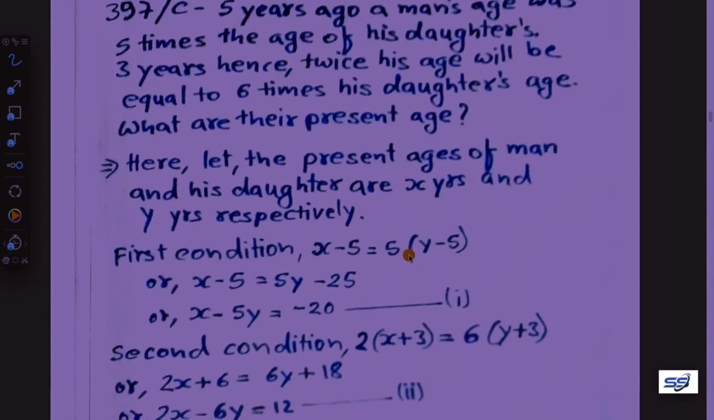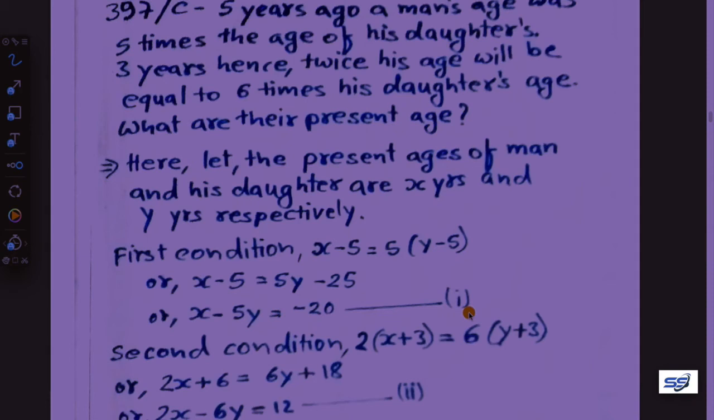Now this becomes an equation. Now make this equation a little bit simpler so that our calculation will be easy. x minus 5 equal 5 multiplied with y minus 5, which is 5y minus 25, or x minus 5y equal minus 20. This 5y changes side and comes as minus. x minus 5y equal minus 25 plus 5 on changing side comes minus 20. Now this becomes our equation 1.